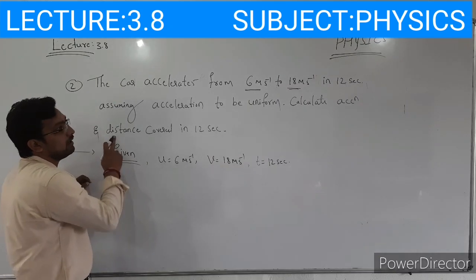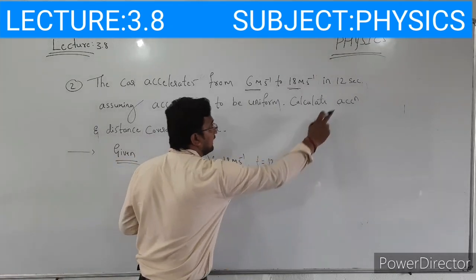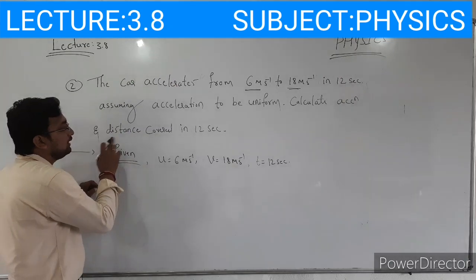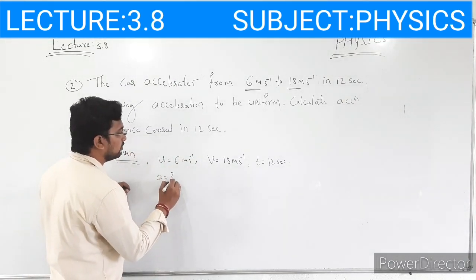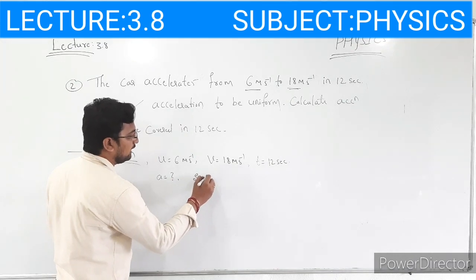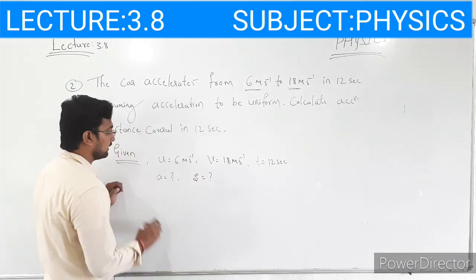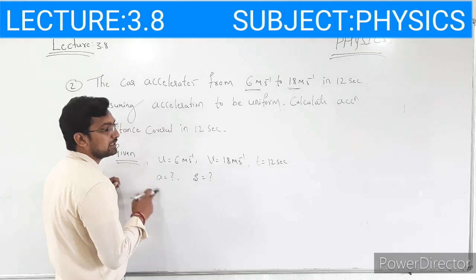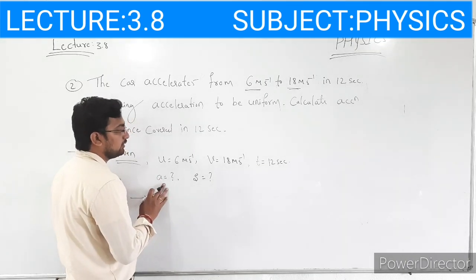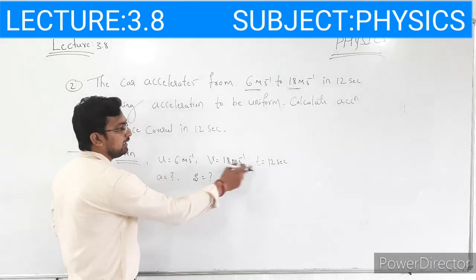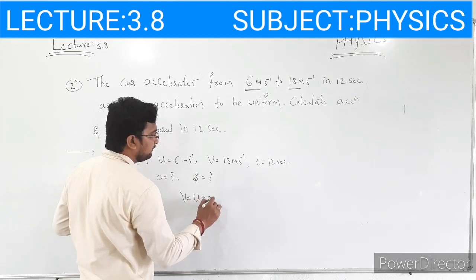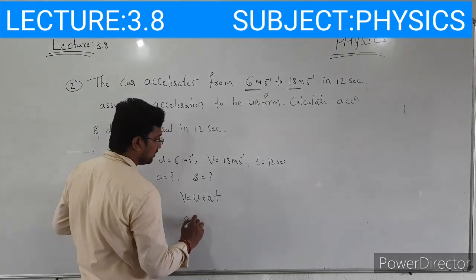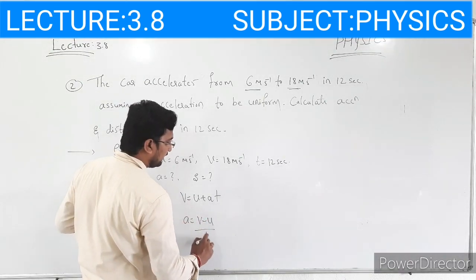So here first we have to calculate what is the acceleration of the car, after that distance covered in 12 seconds. So acceleration is equal to question mark and distance covered in 12 seconds is also question mark. First we have to calculate the acceleration. So already we know the relation between u, v, t and a, that is v is equal to u plus at. So from this relation acceleration is equal to v minus u divided by time t.